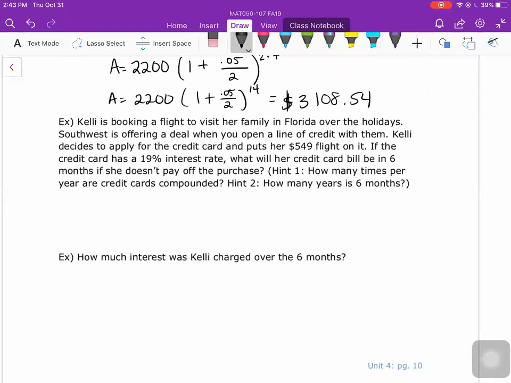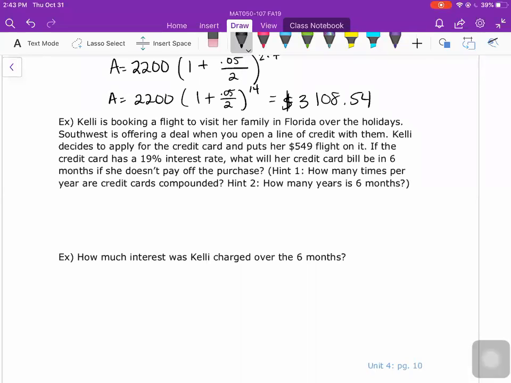So Kelly's booking a flight to visit her family in Florida over the holidays. Southwest is offering a deal that when you open a line of credit with them, Kelly decides to apply for the credit card and puts her $549 flight on it. The credit card has a 19% interest rate. What will her credit card bill be in 6 months if she doesn't pay off the purchase?